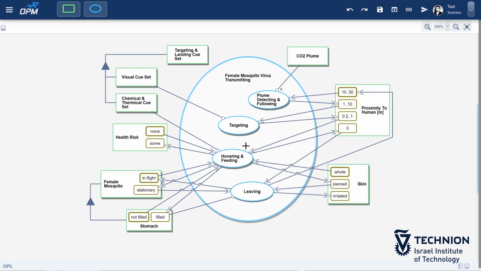Lastly, leaving changes the state of the mosquito from stationary to in flight, and it requires the mosquito to have a full stomach. It will not stop feeding until it is full. The irritation experienced after being bitten is caused by your immune response to some substances left behind by the mosquito's bite. As you can see, this OPD is quite busy.